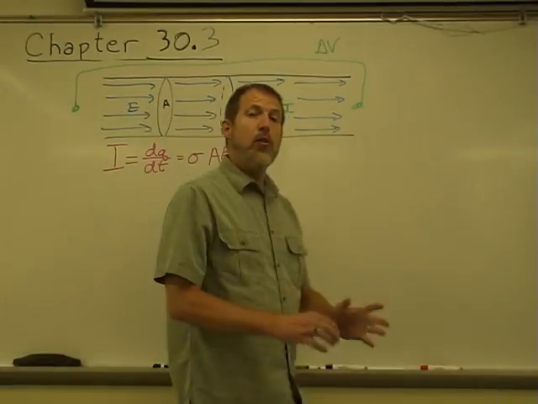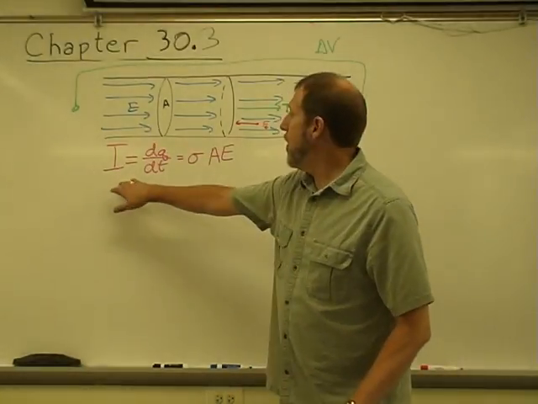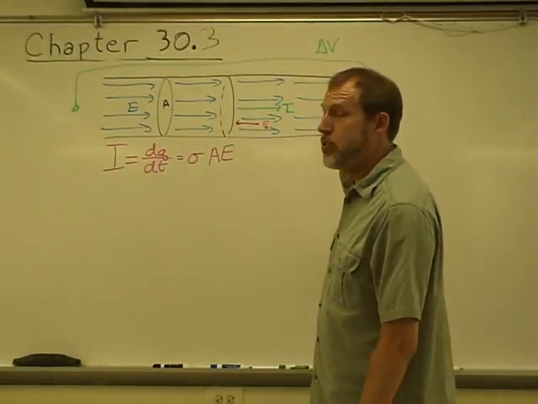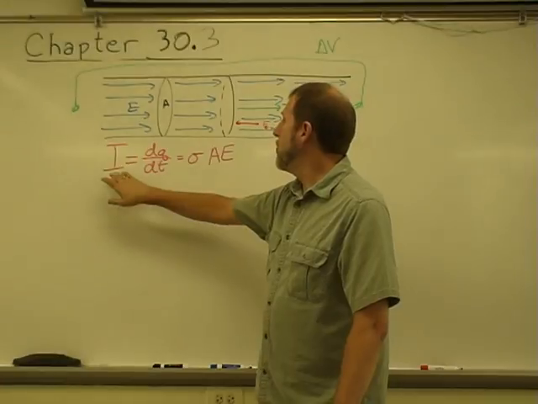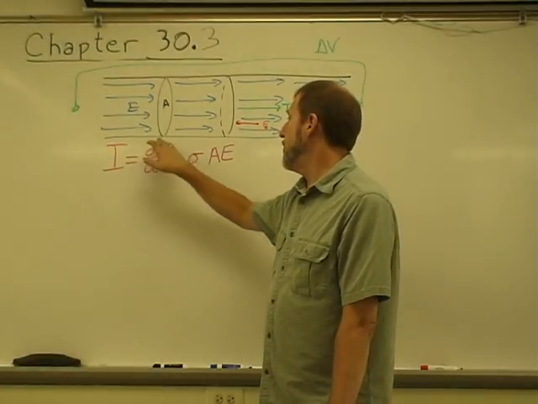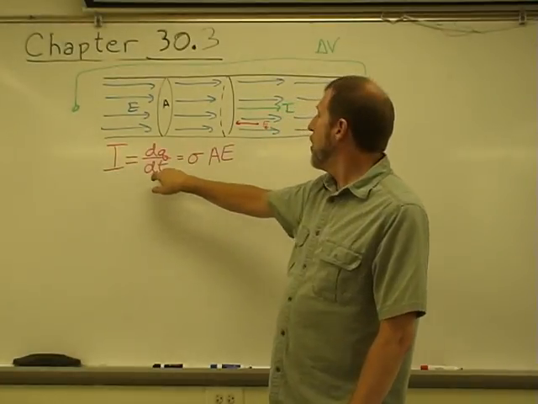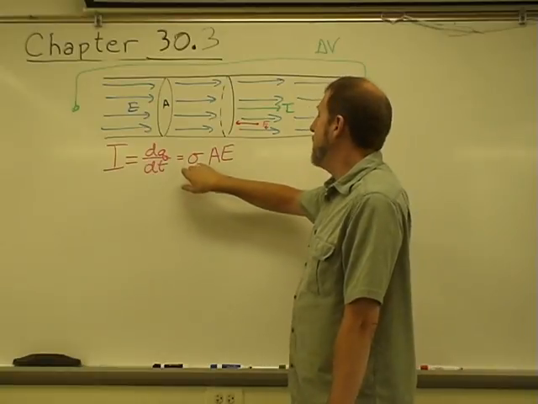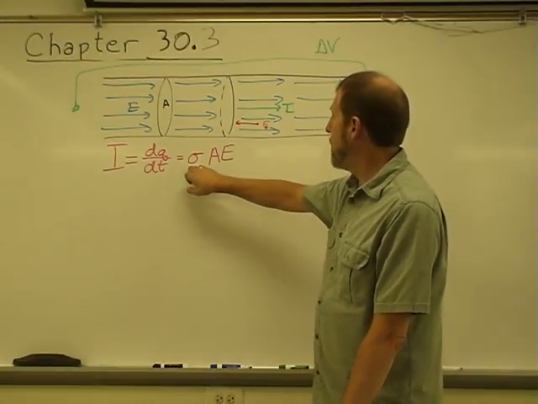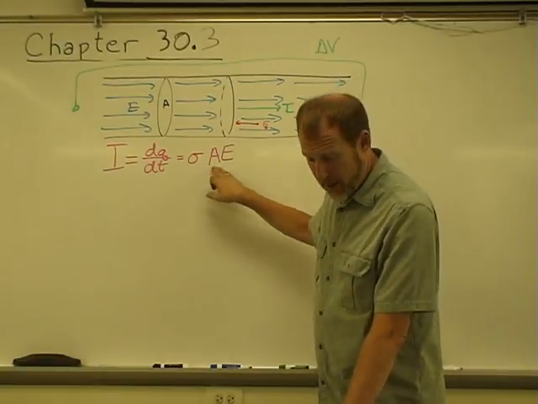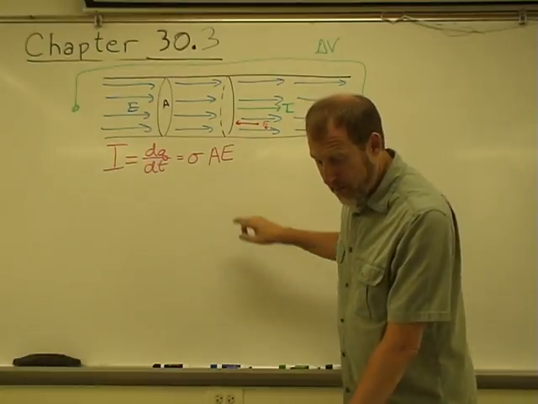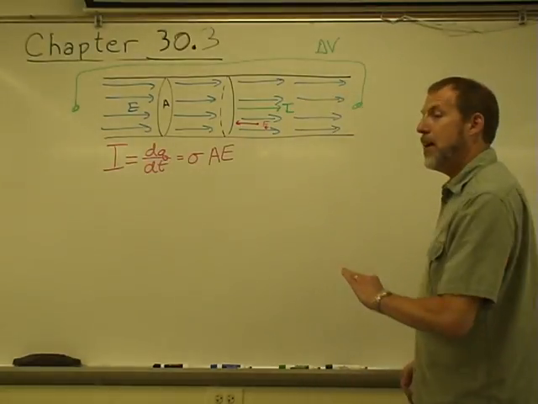Okay, using a wire as an example, we define the current as the motion of charge through that wire. So the current I is equal to the rate of change of charge over time, which depends on the conductivity of the material times the cross-sectional area of the material times the electric field established in that wire.